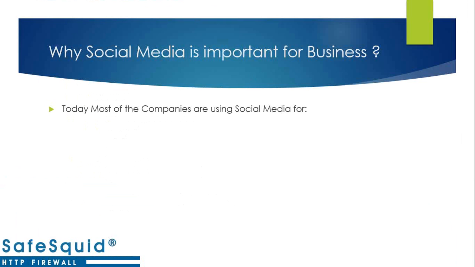So today what we are going to do is understand why most companies are using social media and how they are using it, why they have started using social media. Today people are using social media for various things. For instance, they are using social media for product promotion. They are using it for things like consumer grievance redressal.